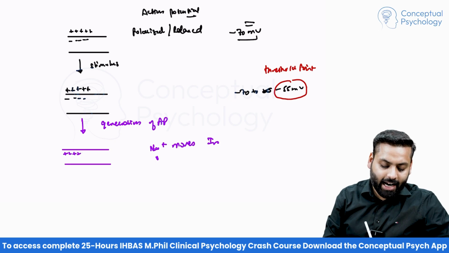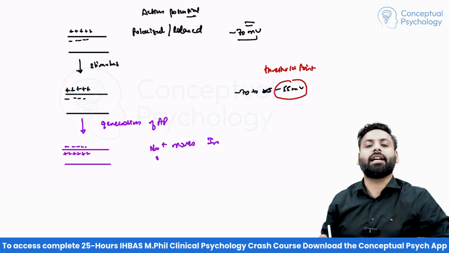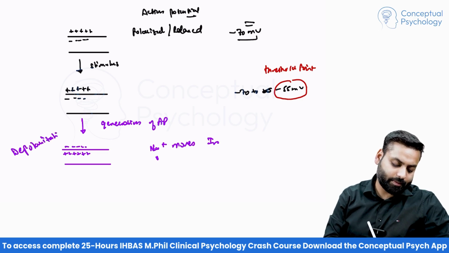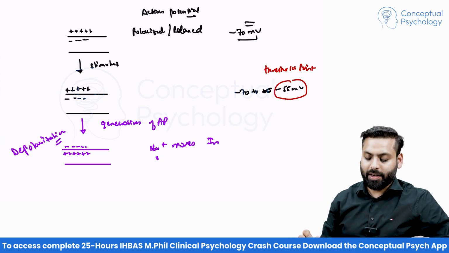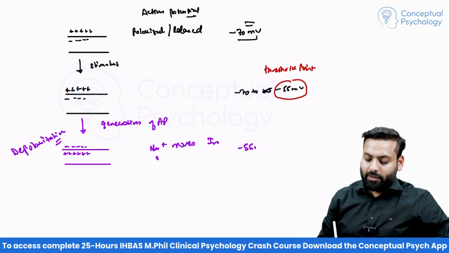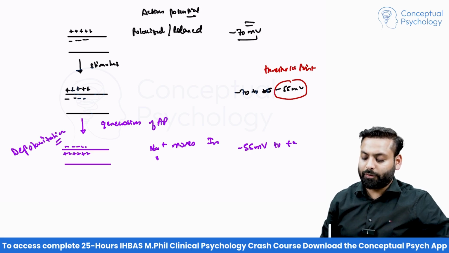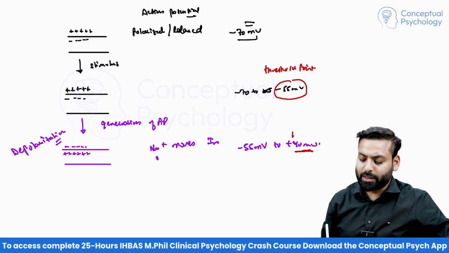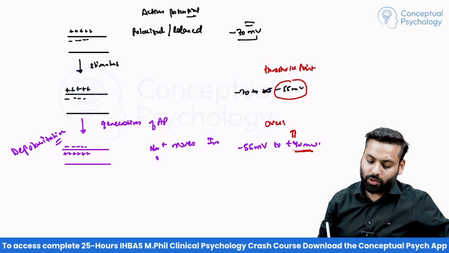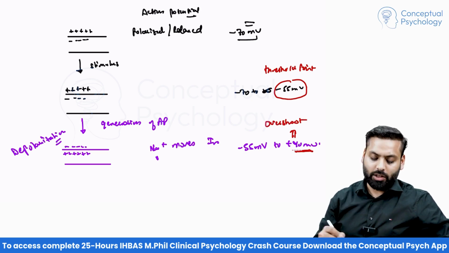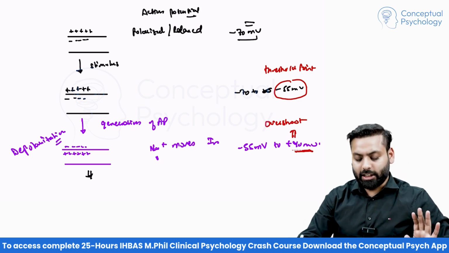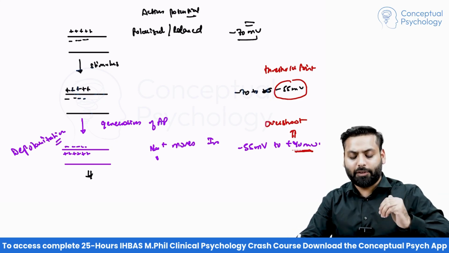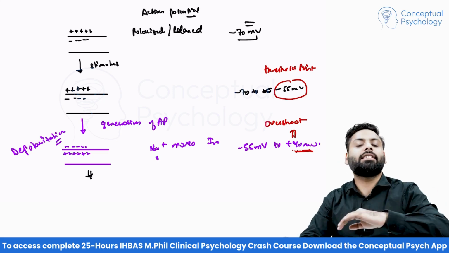And the inside is now positive and outside is now negative. This phase is known as the depolarization phase. And now the potential will change drastically from minus 55 to plus 40 millivolt. Okay, and this plus 40 millivolt is known as the overshoot. That means after this it cannot increase further. So now it has to go back again to the relaxed state.